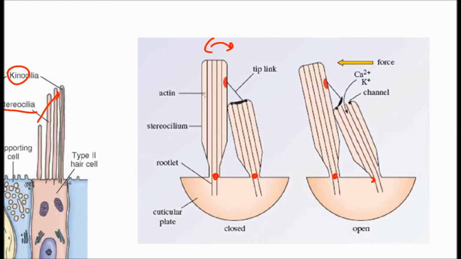And on each of those stereocilia there are mechanically gated channels that sit on top, and on its gate there's a tip link. It's a cytoskeletal link that connects one side of the gate to the next tallest stereocilium.